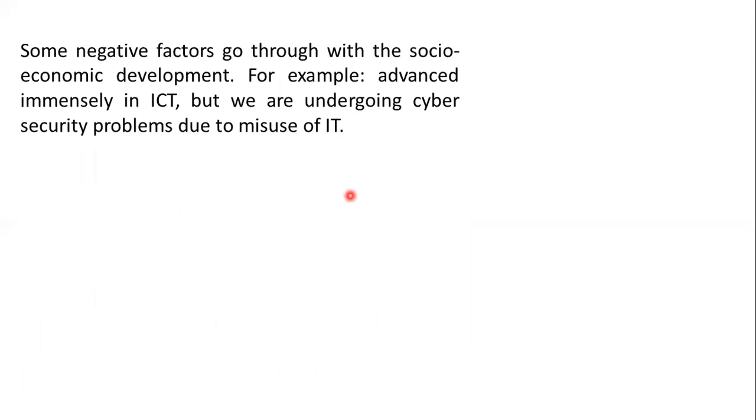Then there are some negative factors that go along with socio-economic development. That means if we discuss the third law of Newton, for every action there is an equal reaction. Like that, if there is development, there are some negative factors. For example, advancement immensely in ICT. Since this is very well known to you, that's why this example is given here. Advancement in ICT is available, but we are undergoing the threat of cyber security problems due to the misuse of IT.